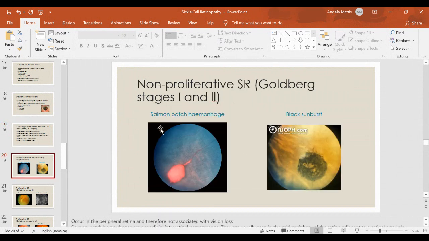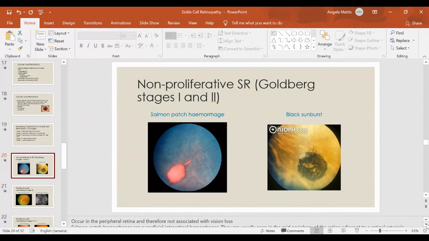So in our stages 1 and 2, where we have occlusion and arteriolar anastomoses, these are occurring in the peripheral retina. And because it's in the peripheral retina, it's not associated with vision loss. If you remember your lecture this morning, I'm sure you do, with our diabetic retinopathies, it tends to be more mid-periphery rather than peripheral. And that's the difference.